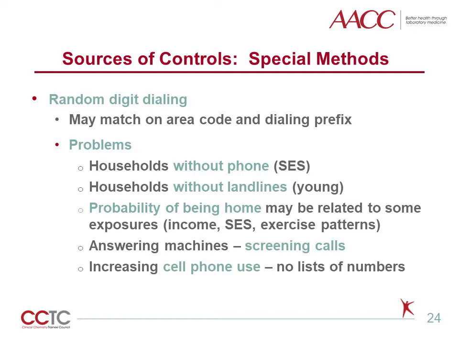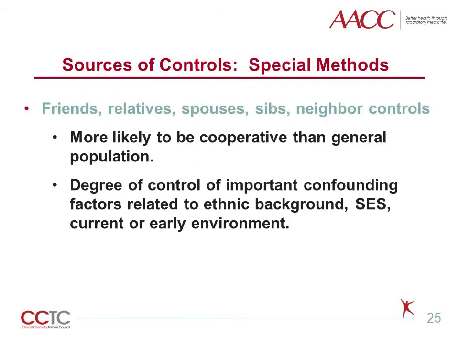We have to deal with the probability of being home. So that means we're going to have to call during the day, in the evening, as well as weekends to try to reach people, because the probability of being home may be related to some exposures, anything that might have to do with income or socioeconomic status or exercise patterns, anything. We now have answering machines, and people are screening their calls. So you will have fewer people who are willing to talk to you, because if they look when the phone rings, they look at their machine, they don't recognize the phone number, they may not answer. So our response rates are going to be lower now than ever and increasingly low. And finally, the increasing cell phone use is a problem because there are no lists of cell phone numbers. So for all of those reasons, random digit dialing is still considered, but it is certainly less popular than it was in the past.